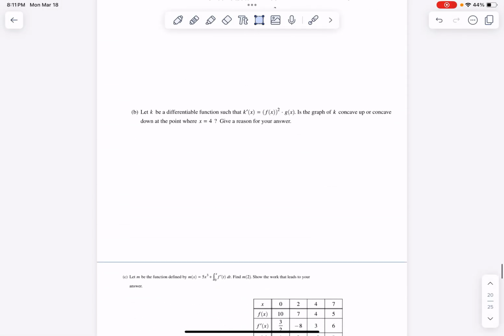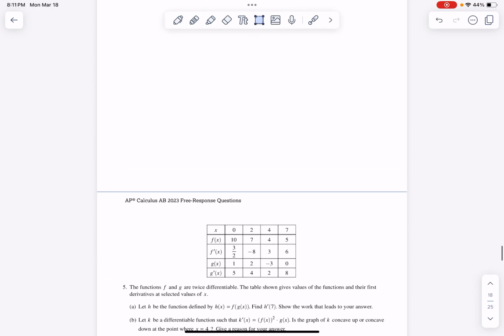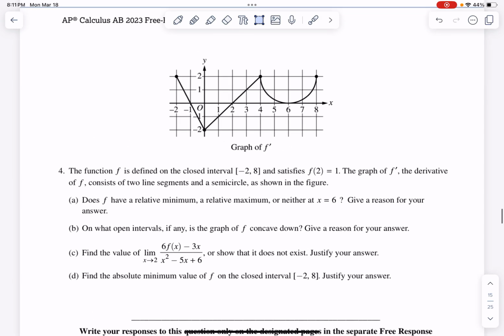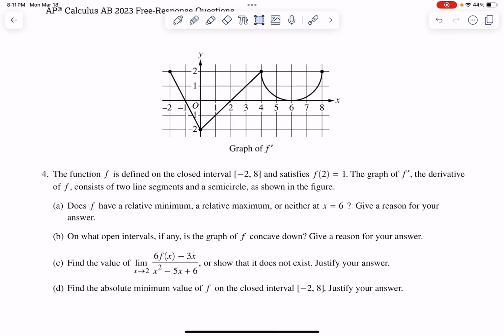Hello, in this video I'm going to do the second half of the free response from the 2023 exam. So we're resuming with problem number 4. They're giving us a graph, and this is a very common thing. This is the graph of f prime. They're telling us it's f prime.